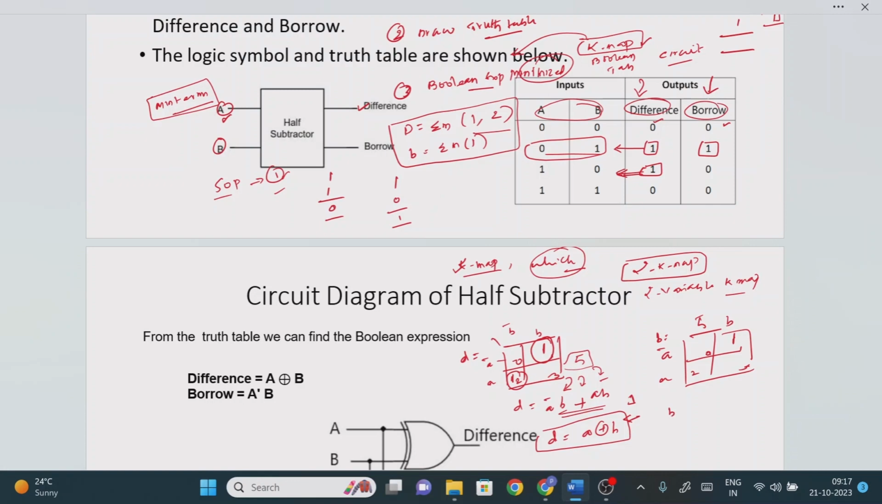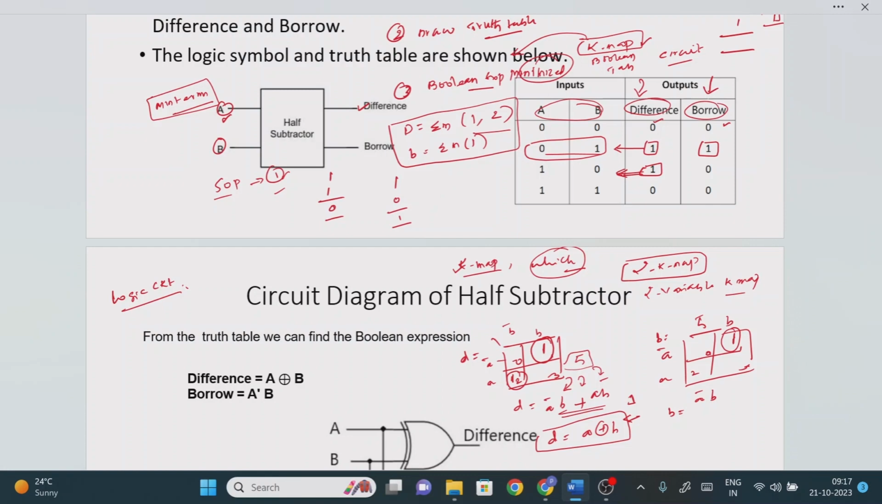In the same way we need to find the expression for the borrow also. Here we have a single 1. What is the answer? A bar B. So after finding the logic expression, at step 3, what we have to do now is draw the final logic circuit diagram. This is the ultimate aim of designing any digital circuit.